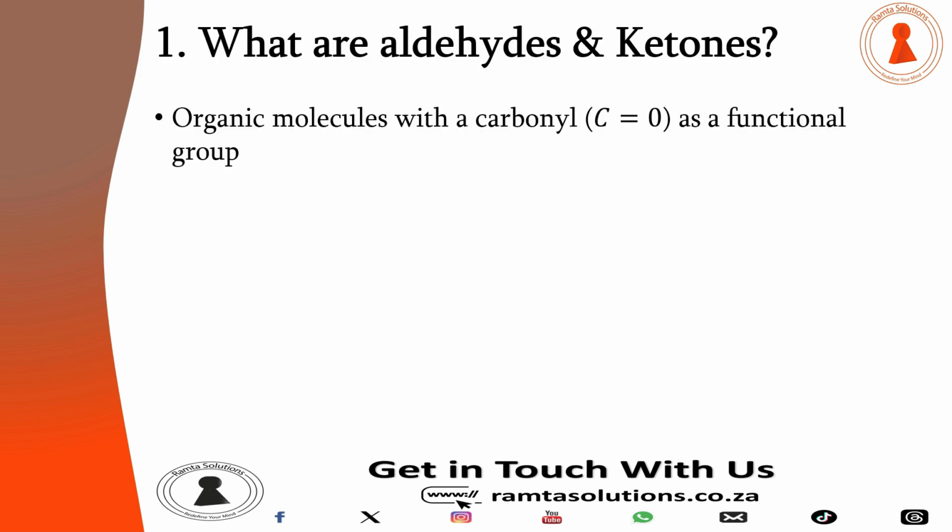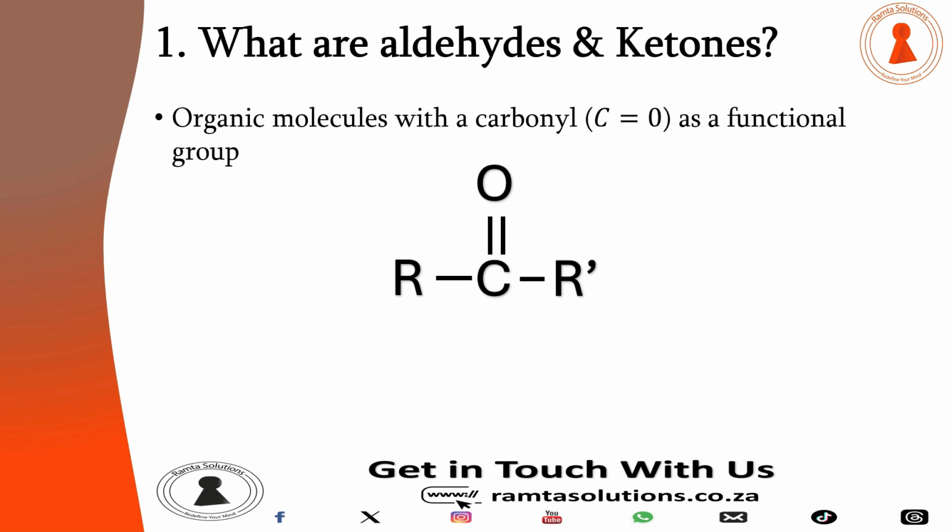So, what are aldehydes and ketones? These are organic molecules, guys, that have a carbonyl group as a functional group. You remember, the carbonyl group is carbon bonded to oxygen by a double bond. Generally, you find them like this, where this R could be an alkyl group or hydrogen on both ends, depending on what you're looking at.